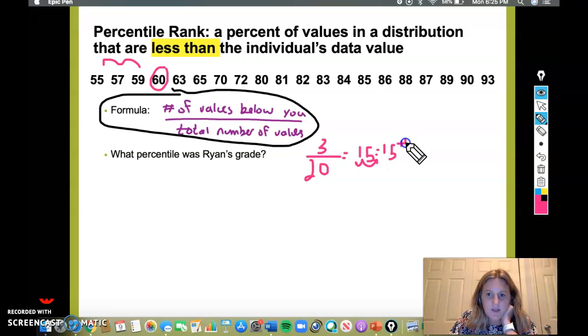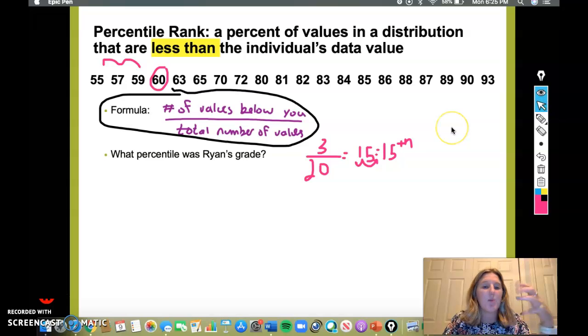Let me write that TH. So Ryan is at the 15th percentile. Okay, we took the 3 values below him, we divided it by the total number of values in the list, we got 0.15, we multiplied it by 100 to get a percent.